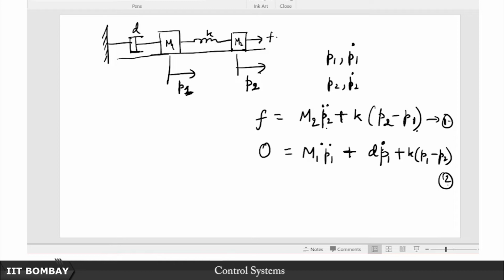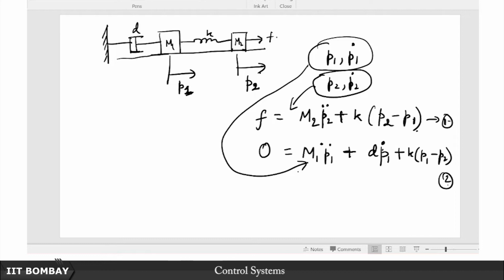But it is reasonable to not do that and instead observe the system of equations and conclude that the first equation involves a second order differential equation. So it will require two states. The two states will be this P2 and P2 dot, and the second equation also involves just P1 and P1 dot, the new variables being introduced here. So if you just have P1, P1 dot, P2, P2 dot, you can write down both these equations.